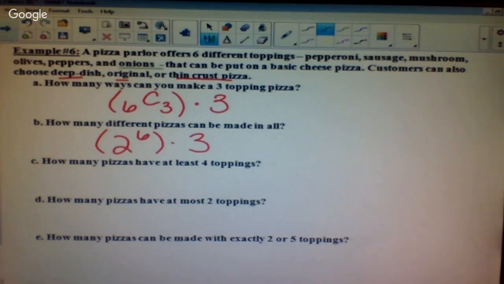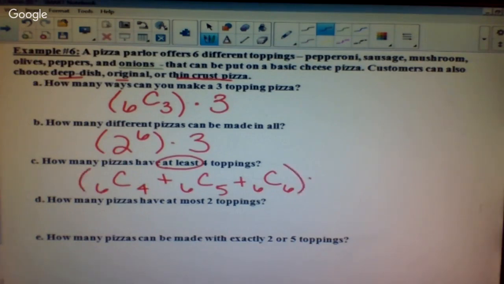How many pizzas have at least 4 toppings? Oh, at least. Your words were at least, which means 4 or more. So I can have 4 toppings, or 5 toppings, or 6 toppings, times 3.